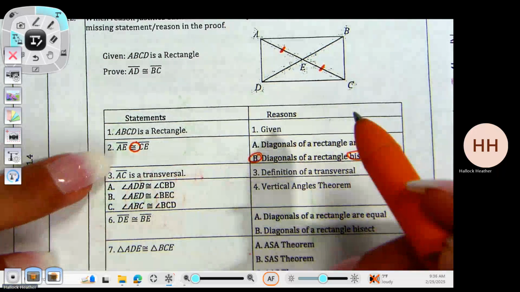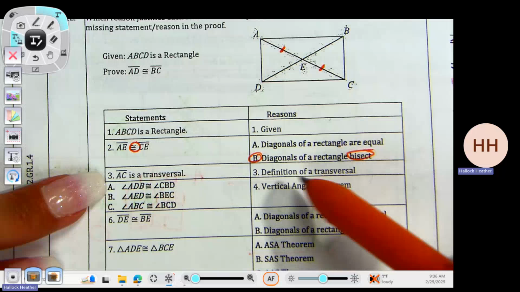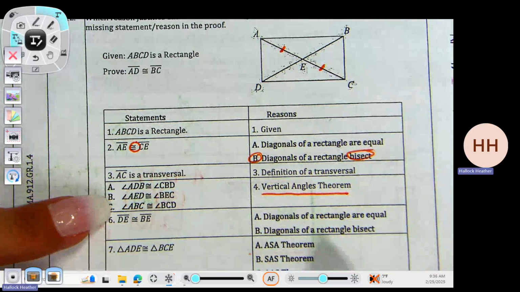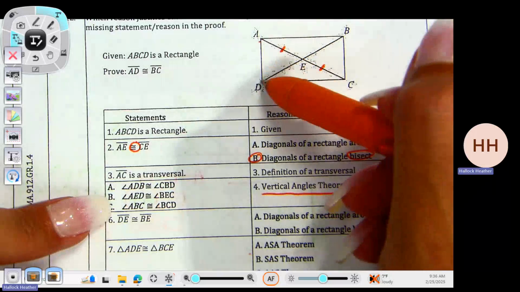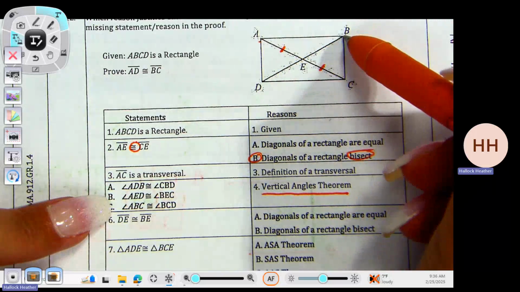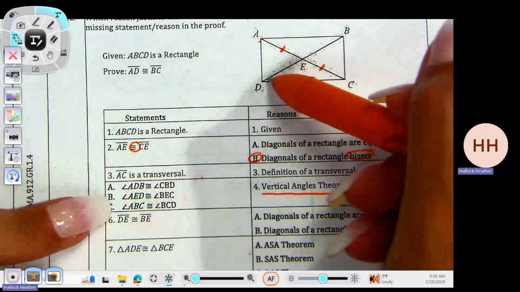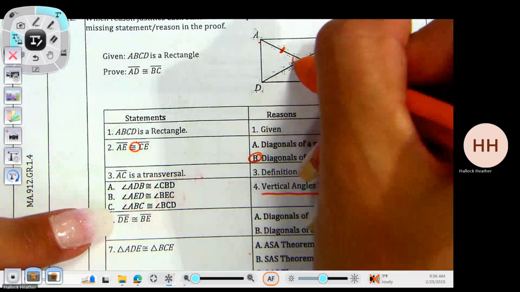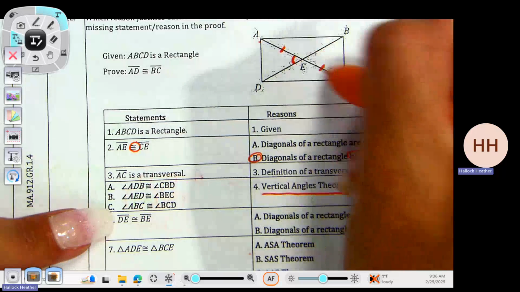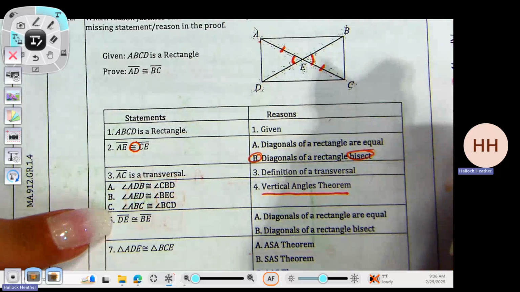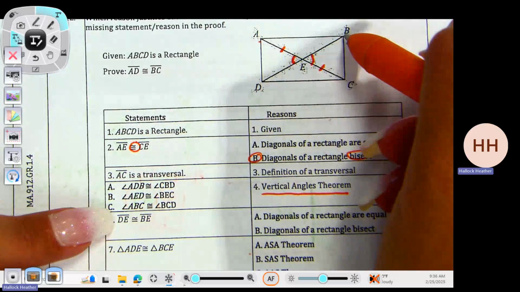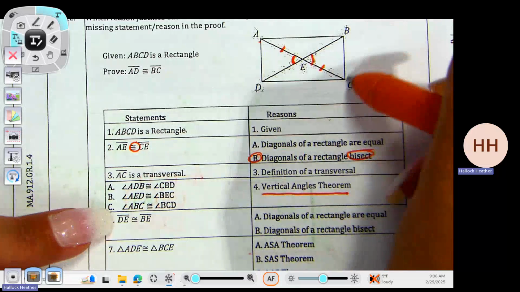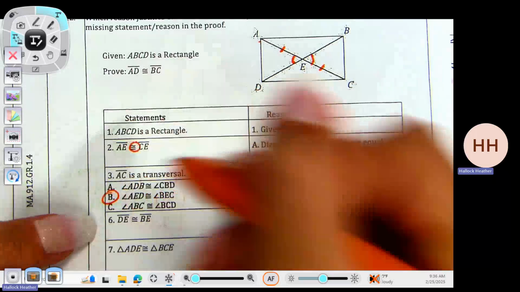So B. AC is a transversal, because of the definition of a transversal. I'm looking for vertical angles. So ADB is congruent to CBD. Those aren't vertical angles. AED is congruent to BEC. Those are vertical angles. Let's check another one. ABC, that's the whole thing, is congruent to BCD. That's the whole thing, so those aren't vertical angles. So just B.